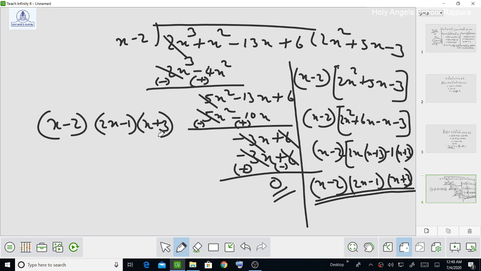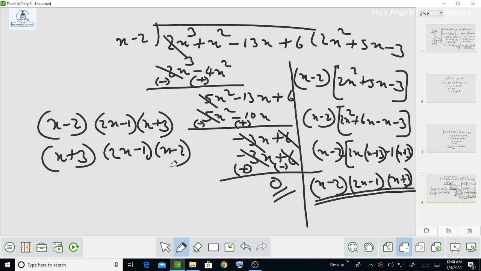Now, some of you may ask whether we can write x minus 2 at the back. There is no problem in writing x minus 2 as the third term or second term, but it has to be in the product form like this. You may write x plus 3 into 2x minus 1 into x minus 2. All are right. But there should not be any comma in between. It has to be in this form. Okay?